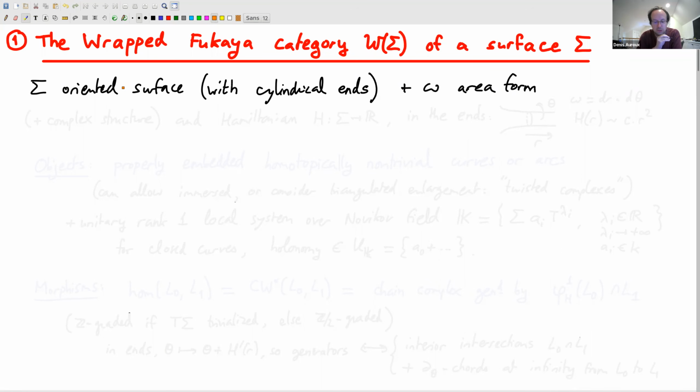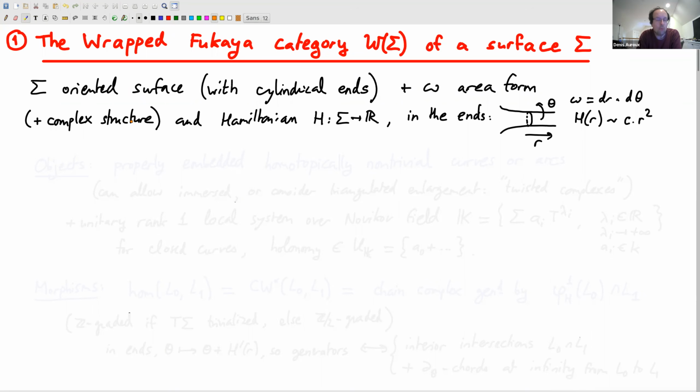So an oriented surface, possibly non-compact with cylindrical ends, and together with an area form so that it's officially a symplectic manifold. We should also choose a complex structure, but in this dimension, the choice doesn't matter at all. More importantly, we should choose a Hamiltonian function that controls this thing called the wrapping at infinity.